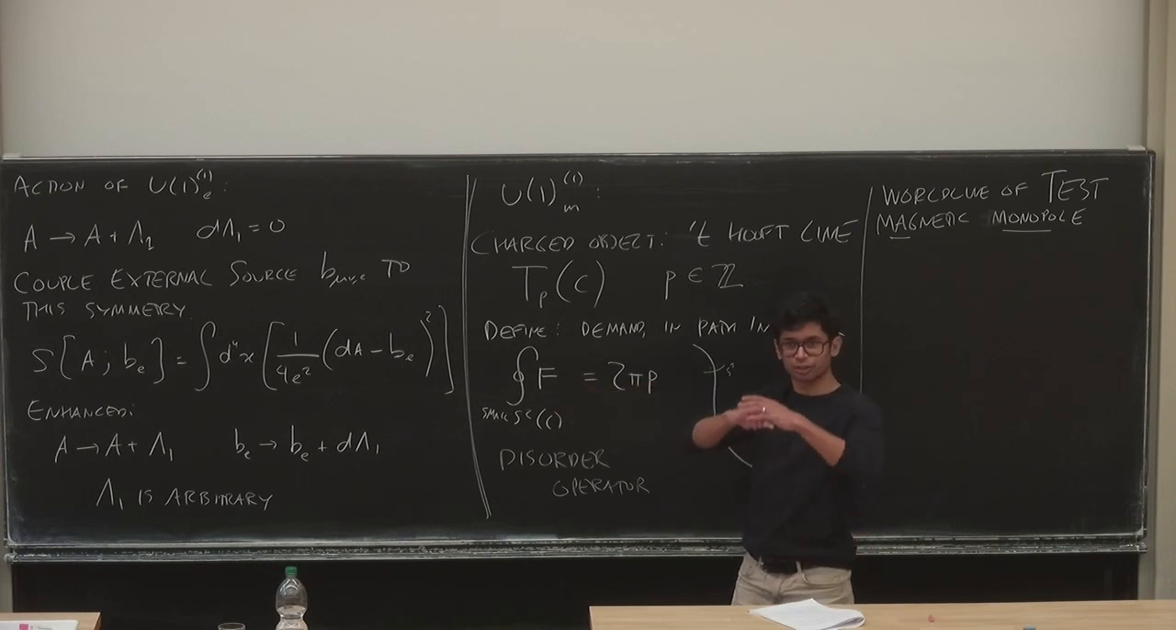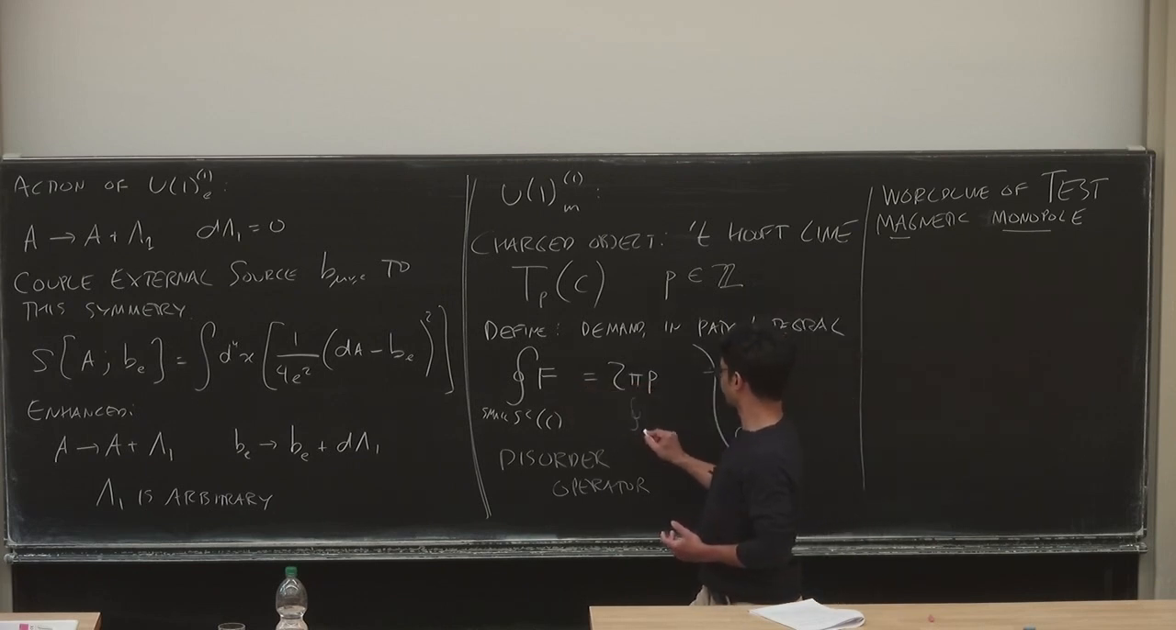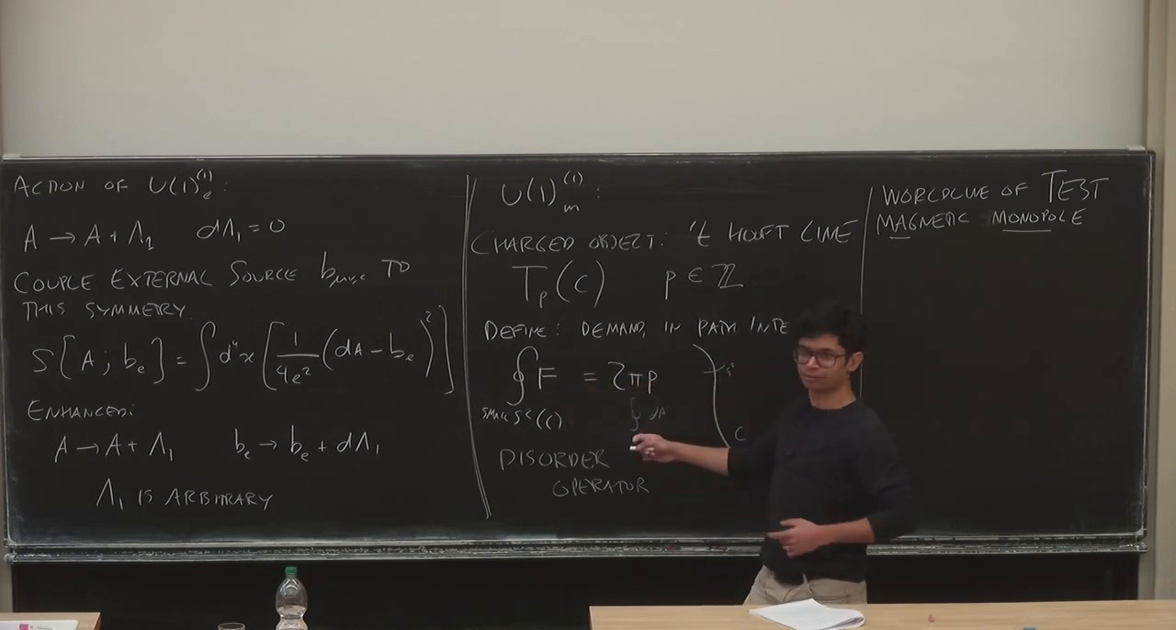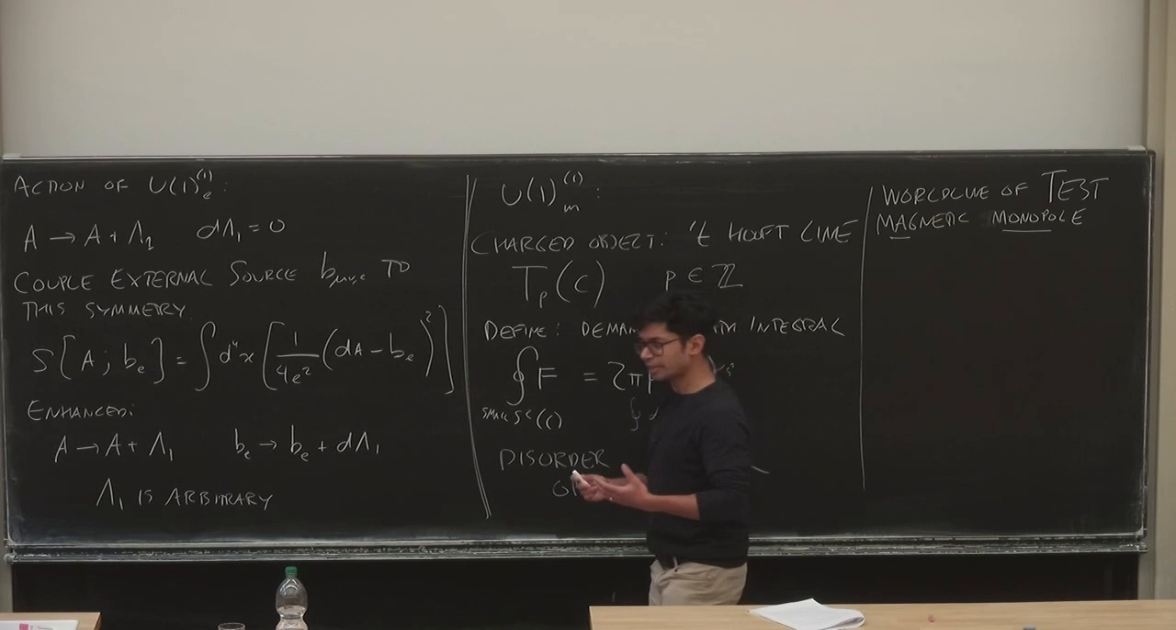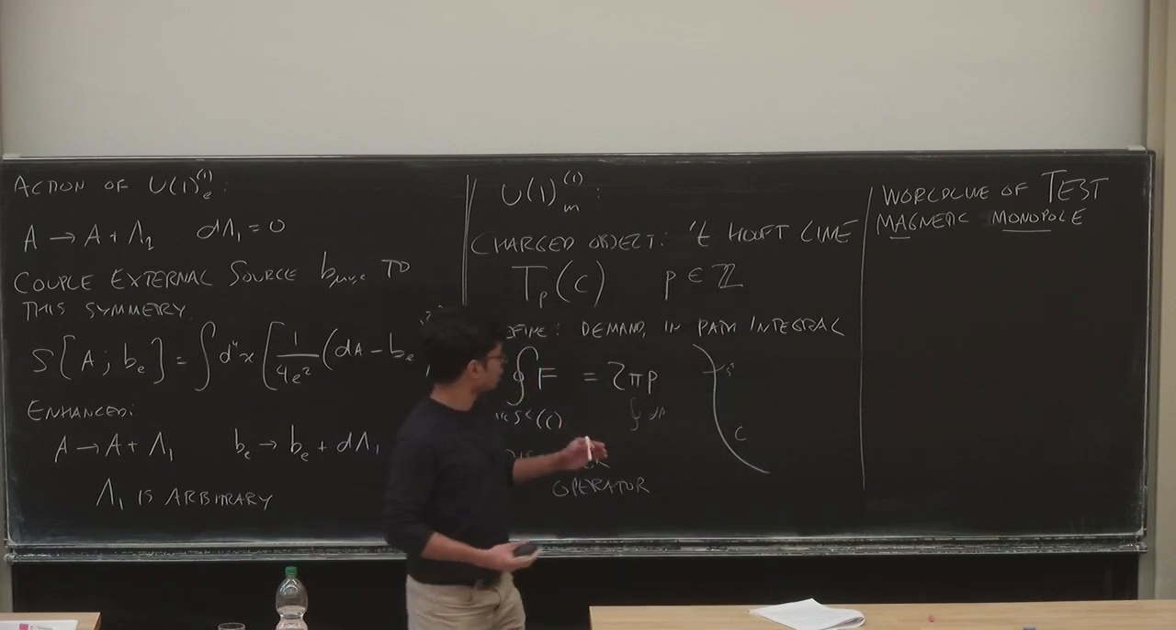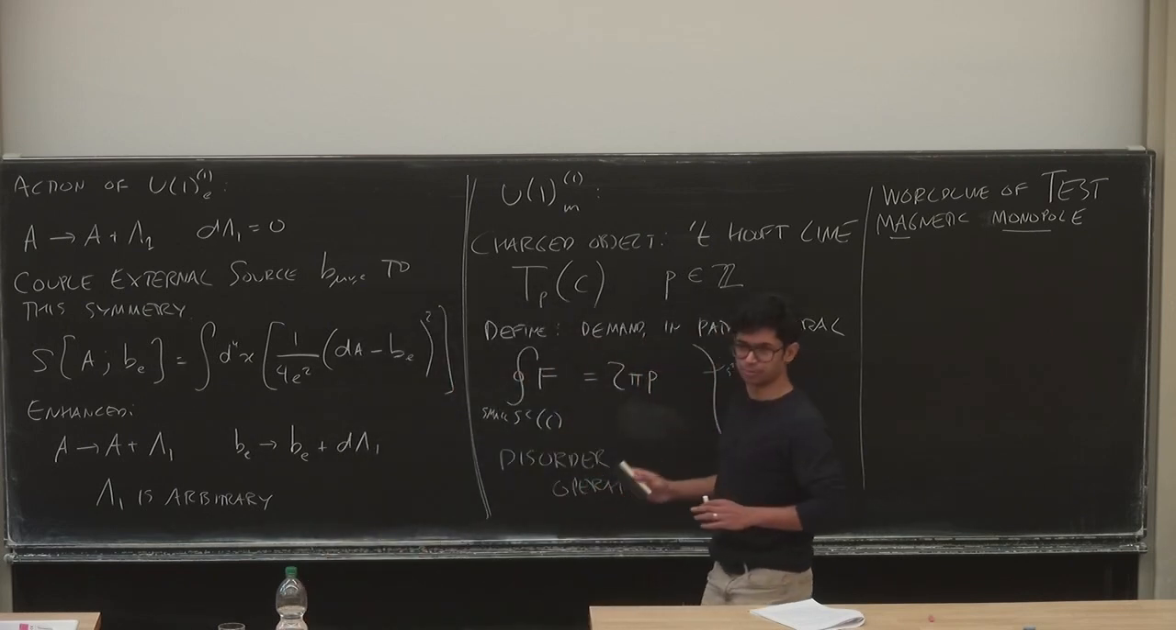You get that the integral of dA over some manifold with no boundary equals something non-zero, right? That can't happen if A is well-defined. What that really means, of course, is that A is not well-defined when you have a magnetic monopole.